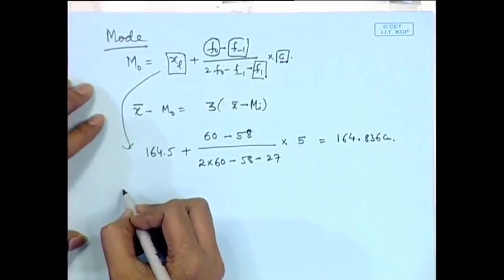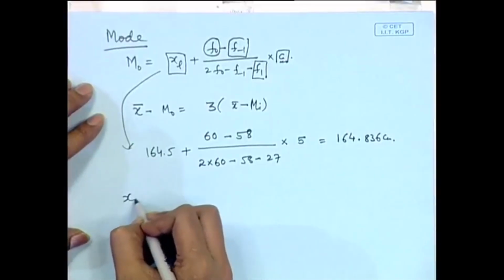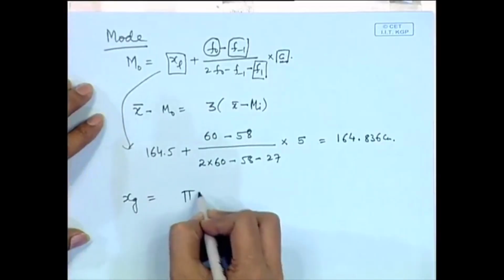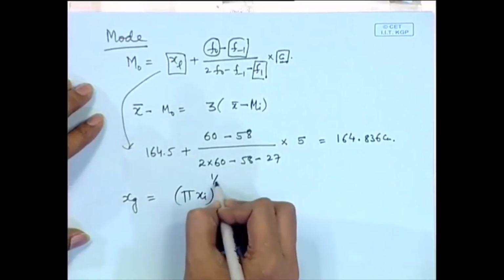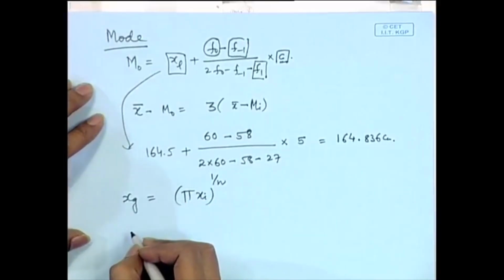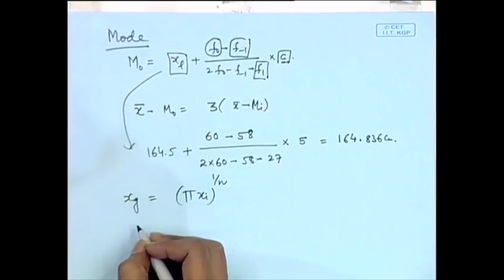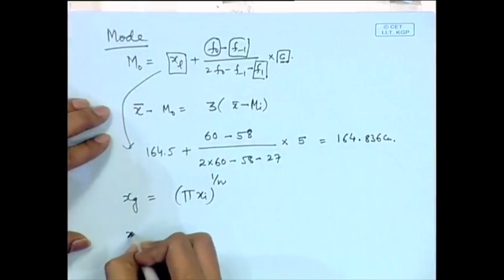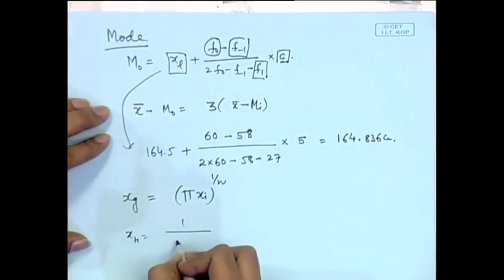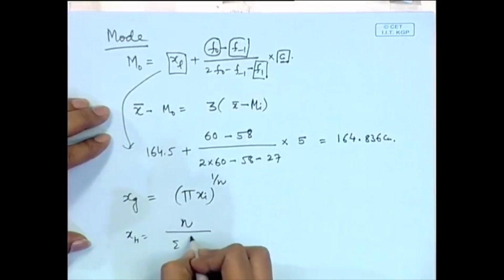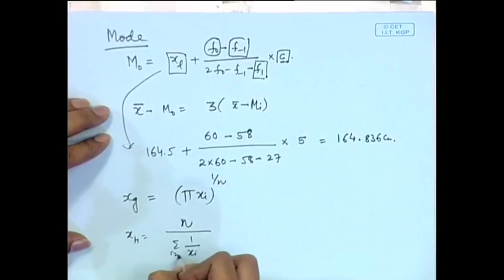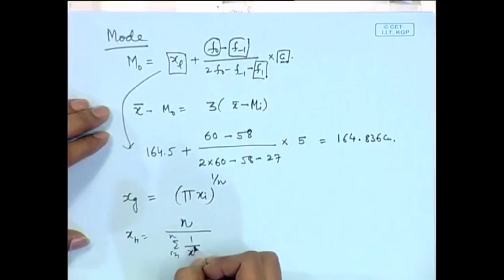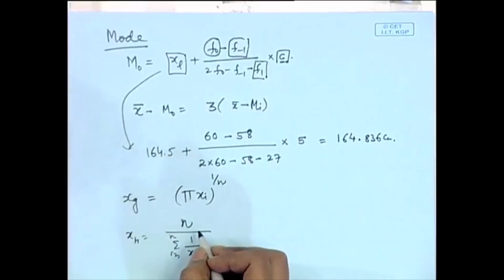Some other measures of central tendency are the harmonic mean and the geometric mean. So, in the raw form, the geometric mean is defined as the product of all the values to the power 1 by n. Similarly, the harmonic mean is defined as n divided by the sum of 1 by x I, i equal to 1 to n. That is the reciprocal of the arithmetic mean of the reciprocals.